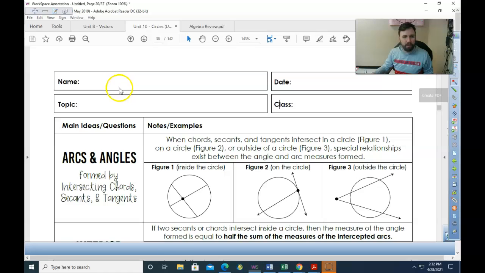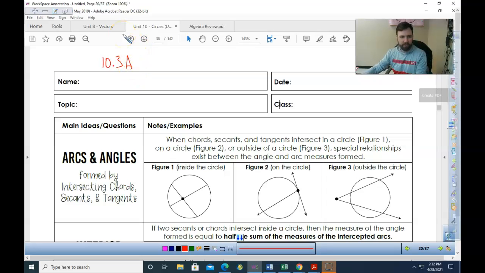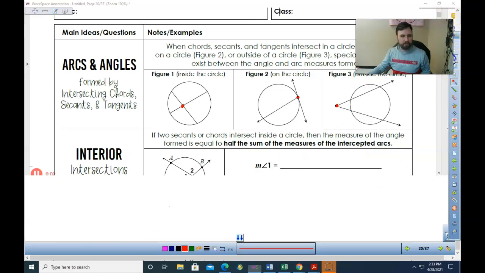10.3A. We're looking at arcs and angles today. Let's just jump right into it. Alright guys, today we're going to be looking at arcs and angles. We've done this before with central angles and inscribed angles, but now we're going to look at what we do if that vertex is in the circle, on the circle, or outside the circle. We're going to be expanding our horizon, our tools in our tool bag. So, let's get right to it.